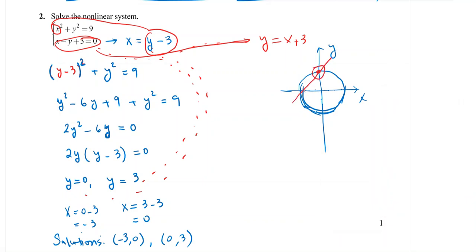And again, as you can see, the points of intersection are the solutions to the system. Because it's a system of equations, you have two variables, an x and a y. You always have to give solutions with both x and y as ordered pairs.